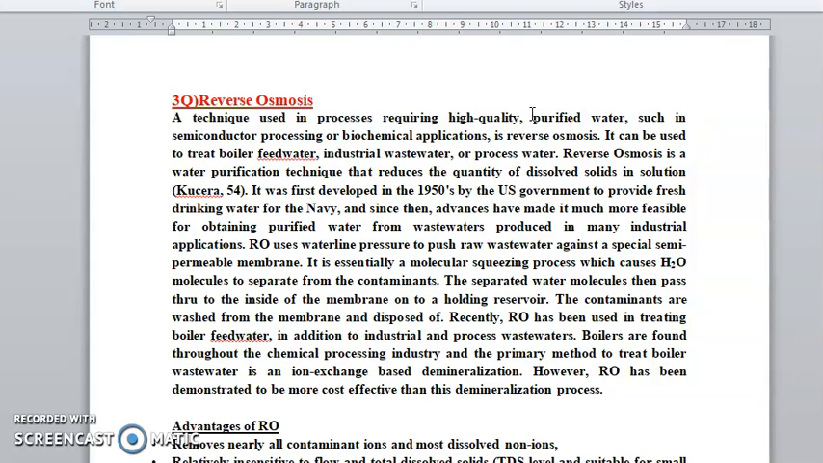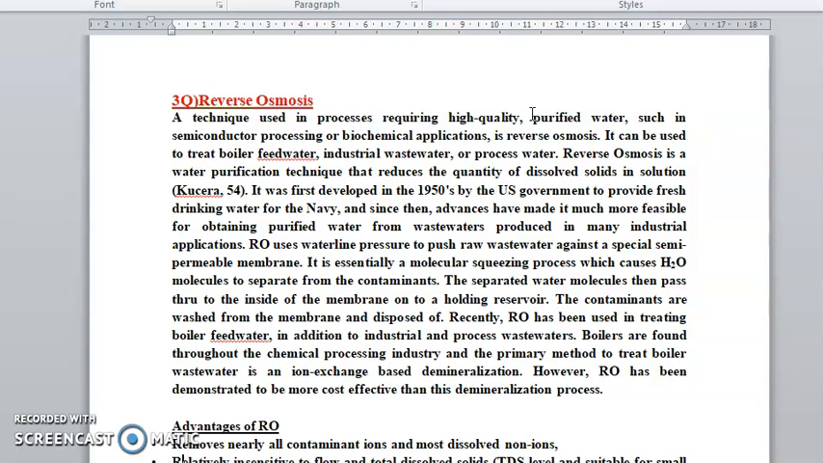Reverse osmosis uses waterline pressure to push raw wastewater against a special semi-permeable membrane. This is an essential molecular separation process which causes H2O molecules to separate from the contaminants. The water molecules pass through the membrane into a holding reservoir. The contaminants are washed from the membrane and disposed of.